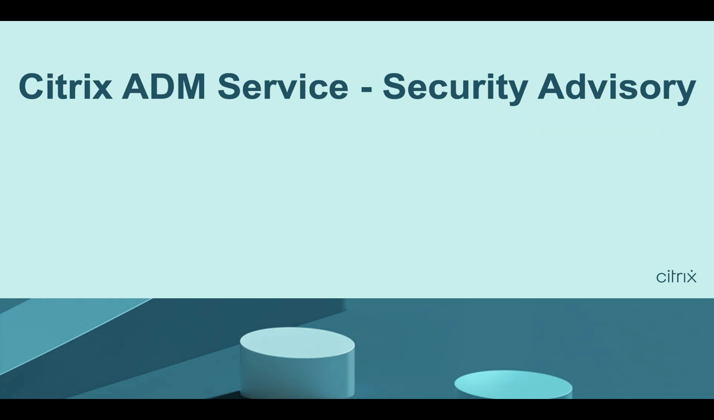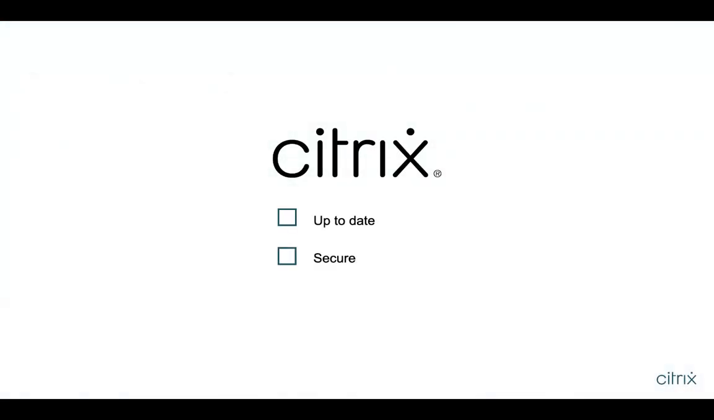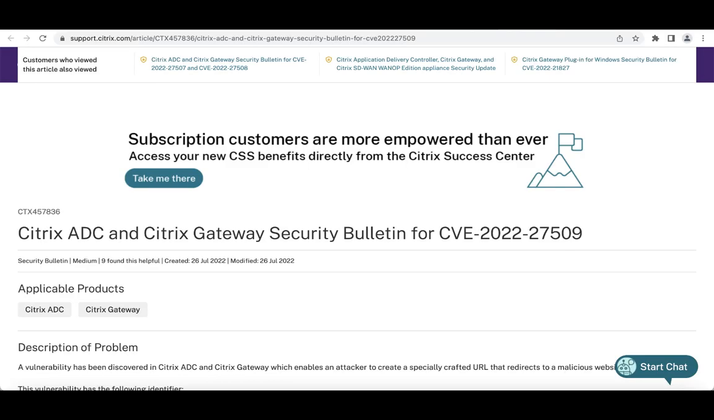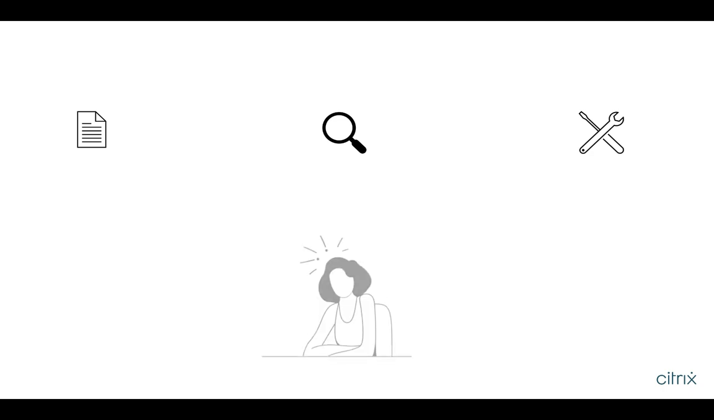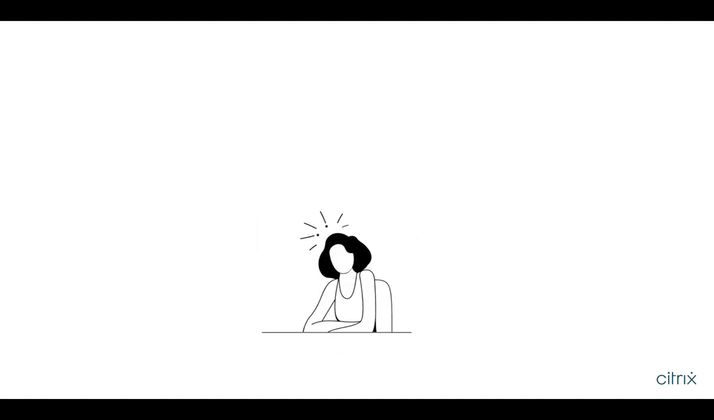In this video, I'm going to talk about the security advisory feature provided by Citrix ADM service. Citrix strives to keep all its products up to date and secure. However, if any kind of vulnerability is discovered, Citrix issues a security bulletin covering all the details. But the onus of going through the bulletin and identifying which Citrix ADC and Gateway instances are vulnerable and executing the remediation remains a manual overhead on the administrators.